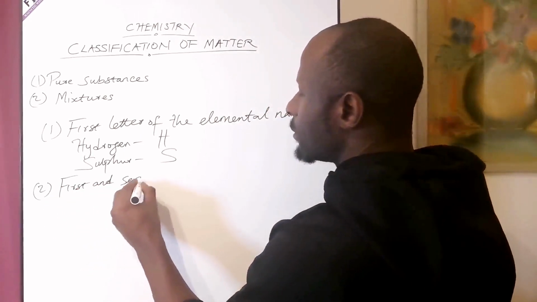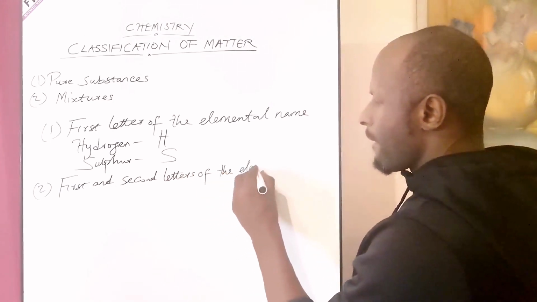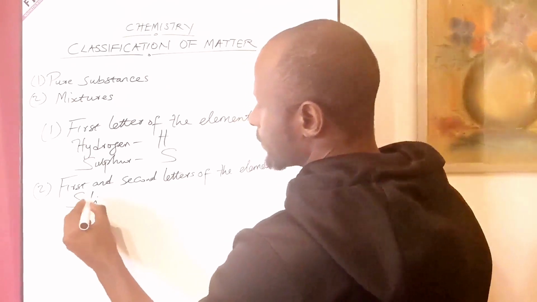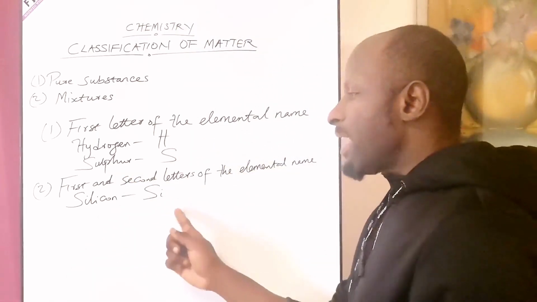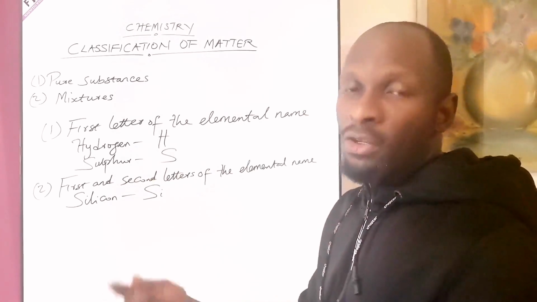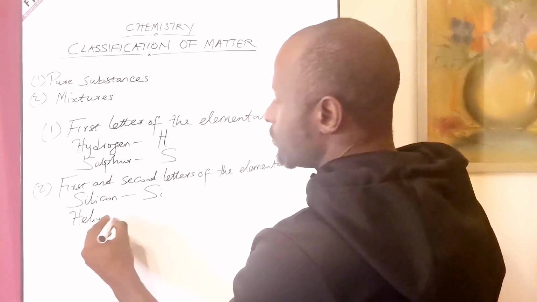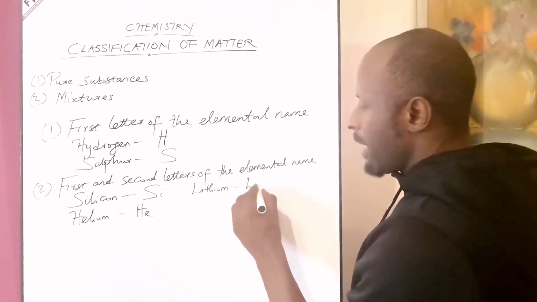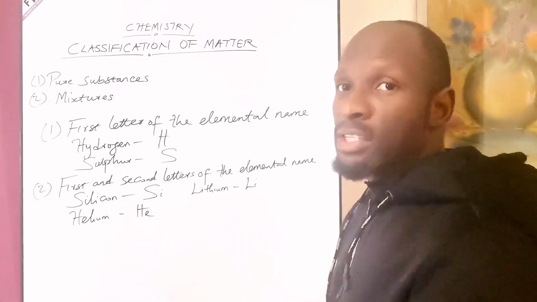Okay, for number 2, we can derive it from the first and second letters of the elemental name. Example is silicon. For silicon, it is Si. You see, sulfur is S. Silicon starts with letter S, but we cannot have two elements having the same symbol. It's not proper. It's confusing. That is why we have Si instead. Another example is helium, and it is He. We can talk of lithium, which is Li. So, like I said, the first letter is usually a capital letter, then the second one is a small letter.